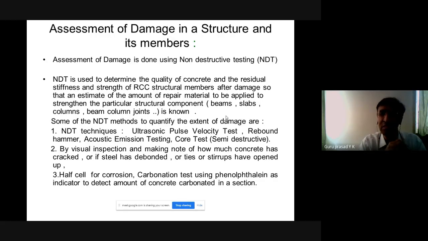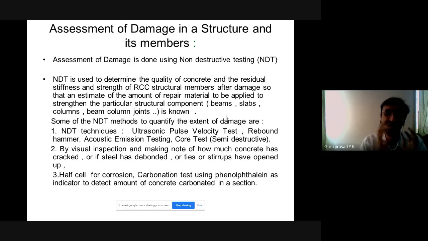We have ultrasonic pulse test, rebound hammer, acoustic emission testing, which is not part of this talk because acoustic emission is not usually used in most places, as it is a high-end non-destructive testing technique. I will talk about it very briefly. I've just included it in this slide, but it has not been discussed in this part, but I will inform you about it. Acoustic emission testing, core test, which is semi-destructive.